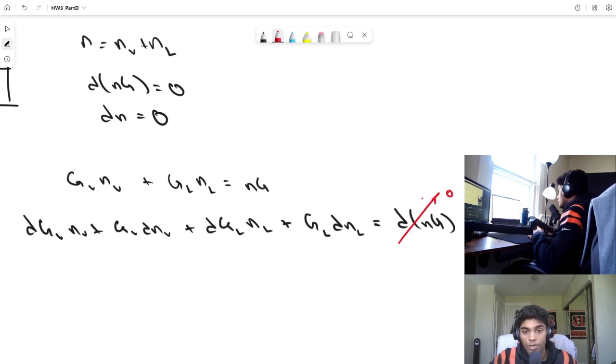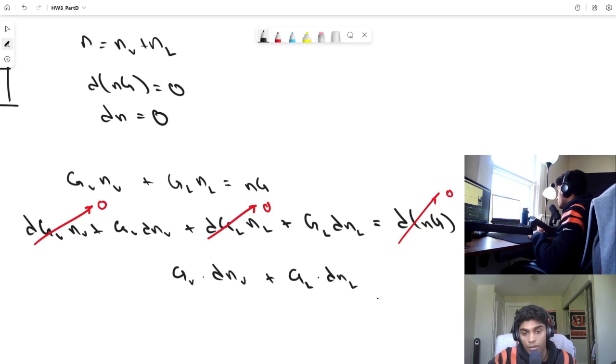And by further conjecture, since the pressure and temperature are constant, our Gibbs energy per mole terms here are going to be 0 as well. So these are zeroed out terms. So now what we are left with is GV times dNV plus GL times dNL is equal to 0.